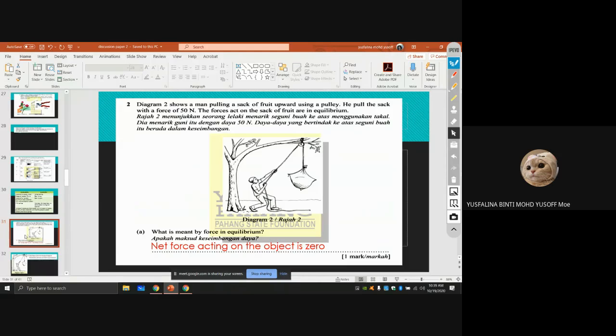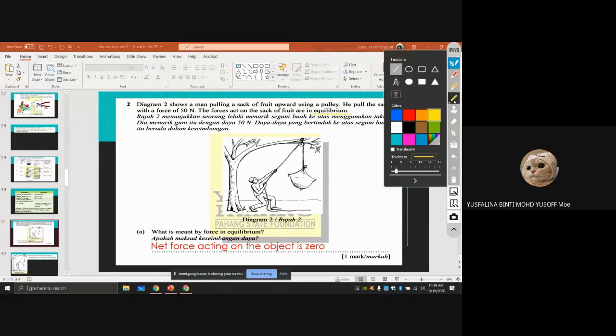Okay, next one. Diagram 2 shows a man pulling a sack of fruit upward using a pulley. He pulled the sack with a force of 50 Newton. The forces acting on the sack of fruit are in equilibrium. This one you have to notice, so underline equilibrium here. It means that the upward force is equal to the downward force. The net force is 0.